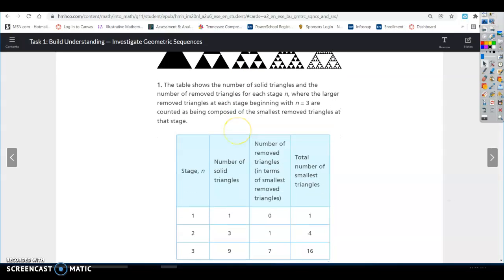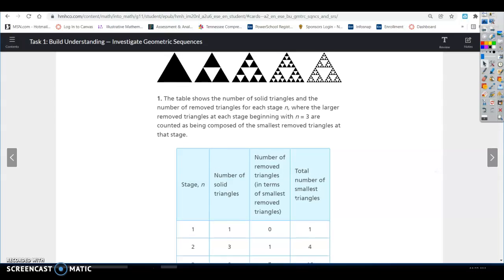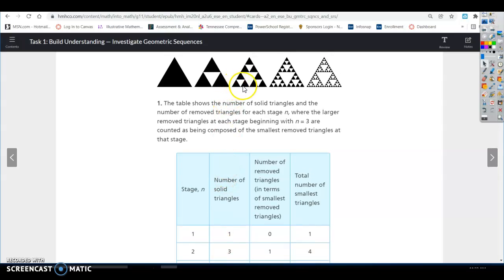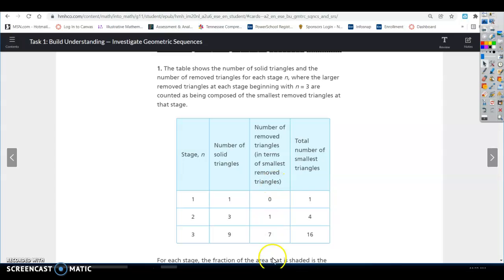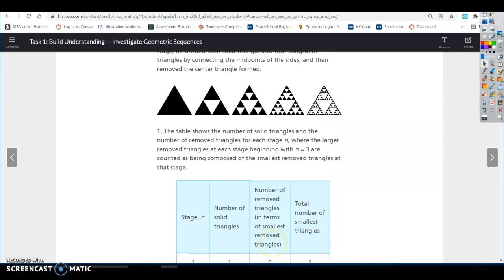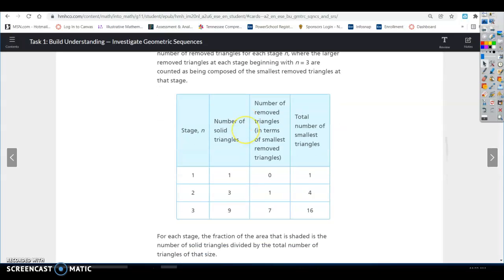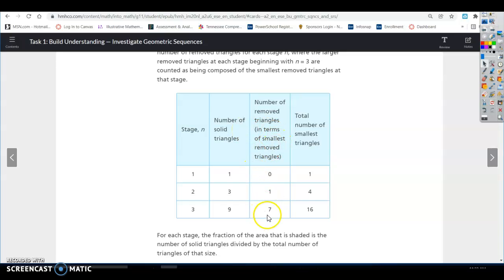So when you look at the table, you can see stage 3, the number of solid triangles would be 9. So if you count the solid triangles, it would be 1, 2, 3, 4, 5, 6, 7, 8, 9. That's your solid triangles. And then the number of removed triangles is 7. So if you do 7, you're going to see 1, 2, 3, 4, 5, 6, 7. Again, there's 4 of the small triangles inside that larger white triangle there. All right, so that's how they get the 7 here.